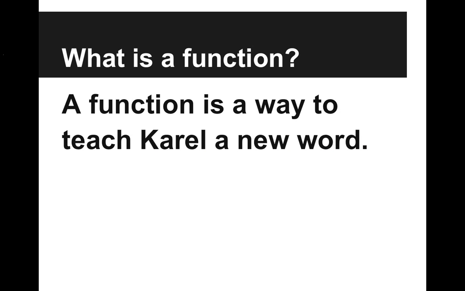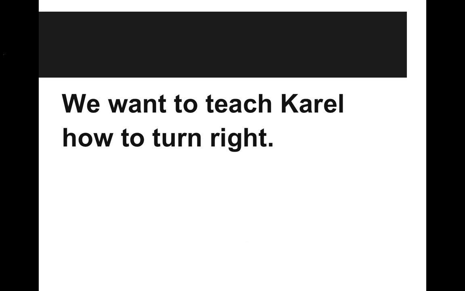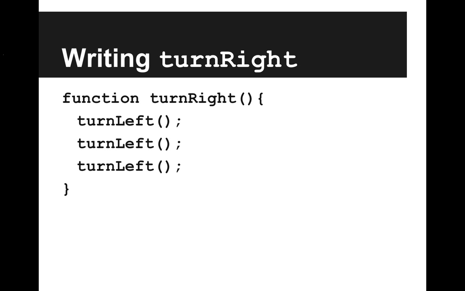So what is a function? A function is a way to teach Carol a new word, a new behavior that he doesn't know. So what we want to do is teach Carol how to turn right. What that means is that we'll write a function called turnRight, and this is what it looks like. We first write the keyword function, space, and then turnRight, which is the name of our function, open parens, close parens, open curly brace, and then the 3 commands that we want, the recipe for how to turn right. So turning right for Carol is the same as turning left 3 times. And then we end with a close curly brace.